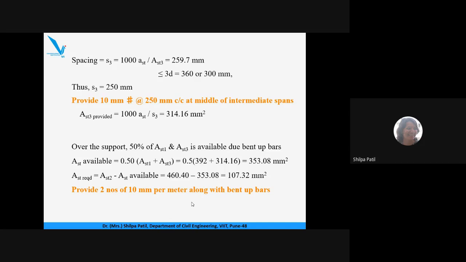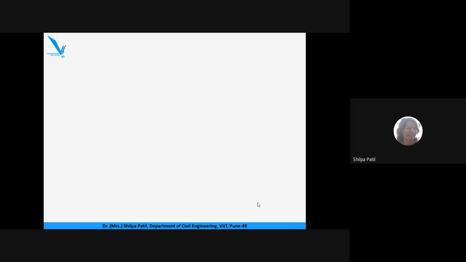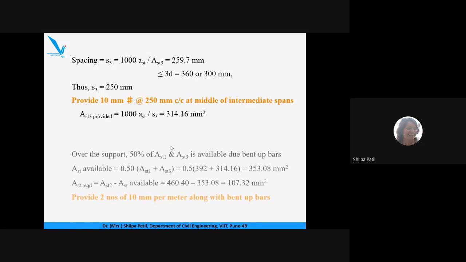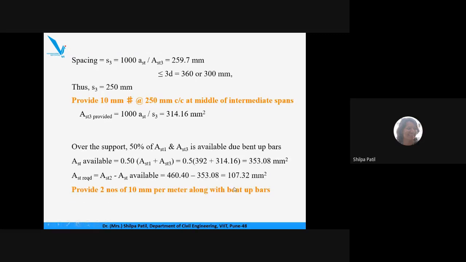Now the total area required is 107.32. Find out the area of a single bar, which we have already done in the earlier step. What is that value? See here, for a single bar, what is the area? 78.54. So 78.54 multiplied by 2, what value did you get? 157.07, and how much is required? 107. So this is sufficient.